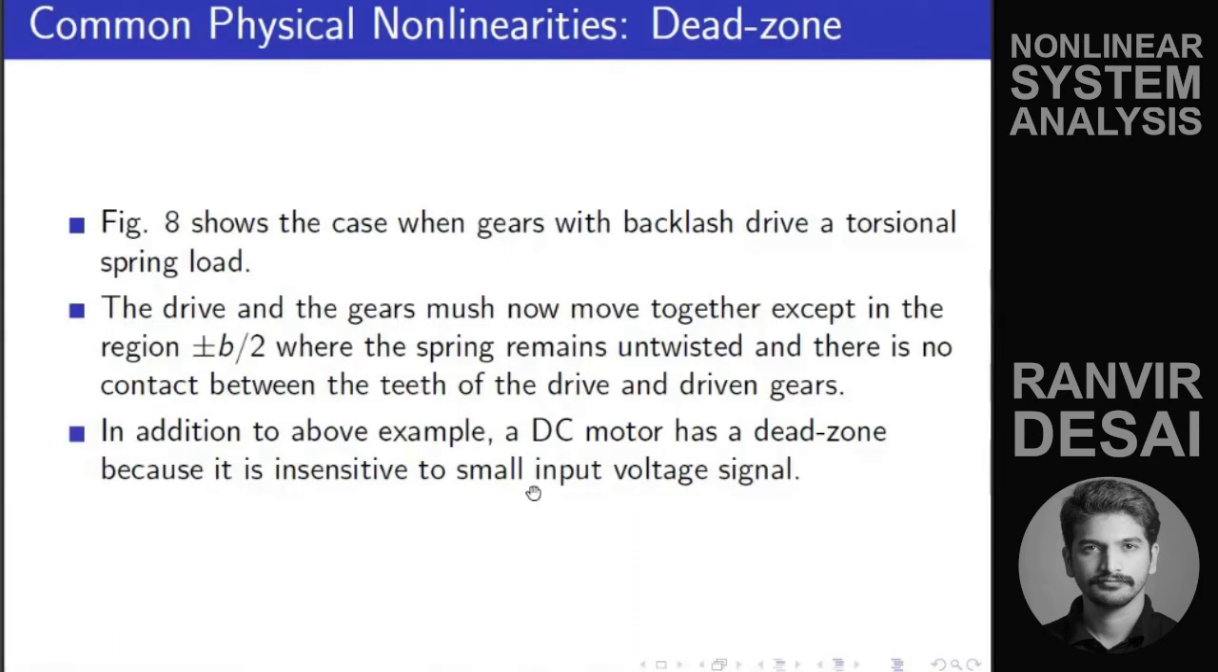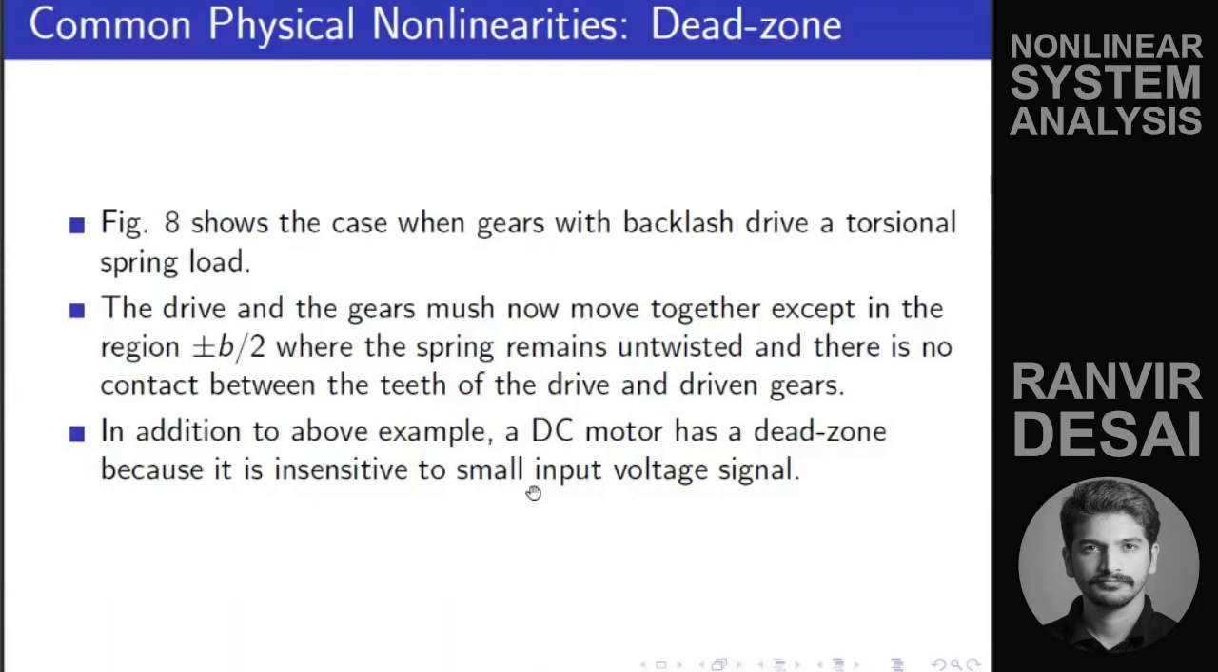Let's say for 12 volt, you should get 3000 RPM, or let's say 4000 RPM for the sake of easy calculations. So for 12 volt, it is rated that you will get 4000 RPM, but you don't get 1000 RPM for 3 volt. If you provide 3 volt to that motor, it won't even move. So that is a dead zone, 3 volt.